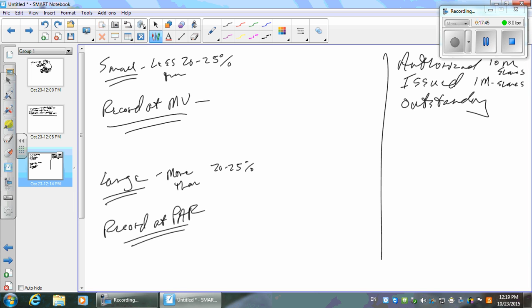Outstanding is the ones that are out there being traded, right? Out in the market being traded. What could be the difference between issued and outstanding? Those of you who read the chapter, what is this stuff?